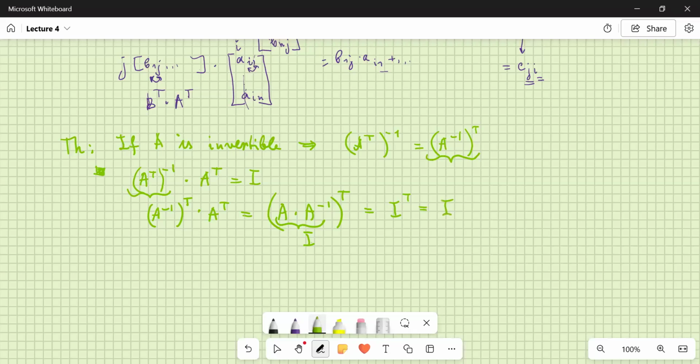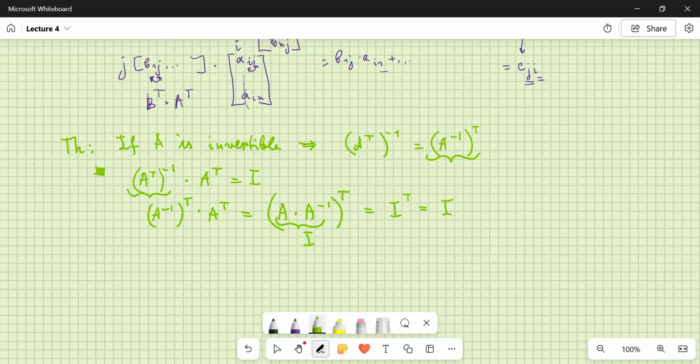And what is the transpose of identity? Well, of course, it's identity itself, because identity has all zeros in all positions except the diagonal positions. And when you do transpose, diagonal positions are going to have indexes of elements 1,1, 2,2, 3,3. And if you change the position of 1,1, it's still going to be 1,1. So diagonal elements are not moving while you are doing transpose.